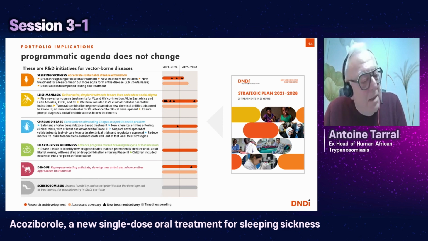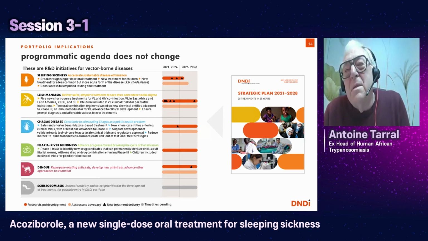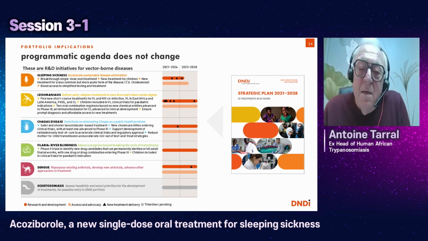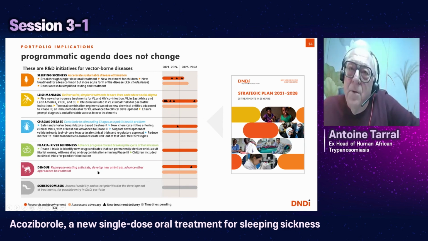For filaria and river blindness, we are focusing on adult filaria worms, to kill adult filaria worms instead of killing the larvae as is done with ivermectin. So it's a huge difficulty. It's difficult to conduct clinical studies in this type of target. And the two new diseases we are focusing on are dengue and schistosomiasis, looking to get access to the new treatment for schistosomiasis, and for dengue, repurposing existing antiviral drugs.